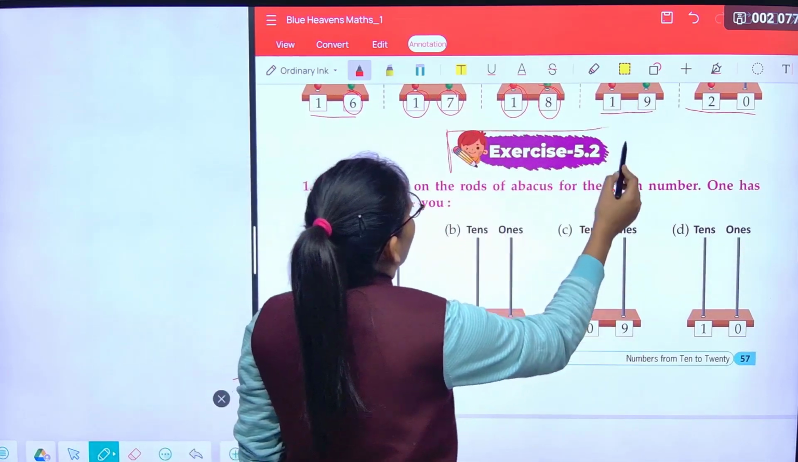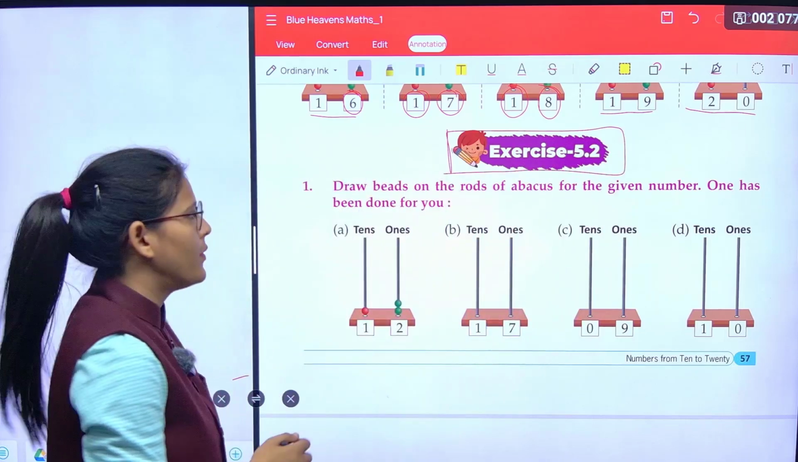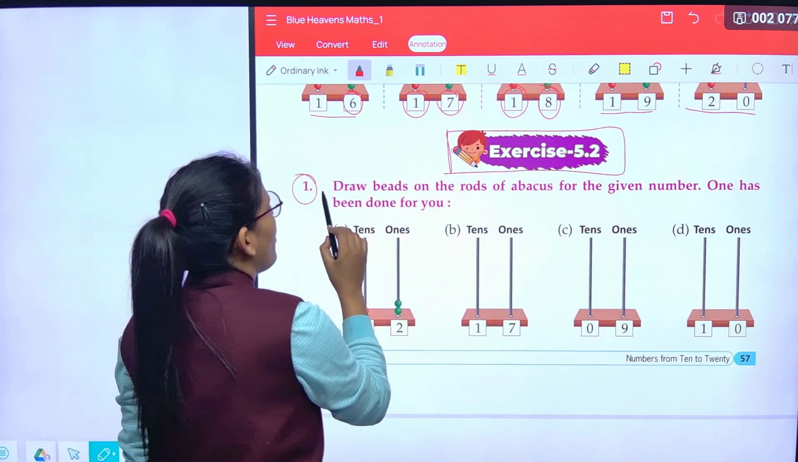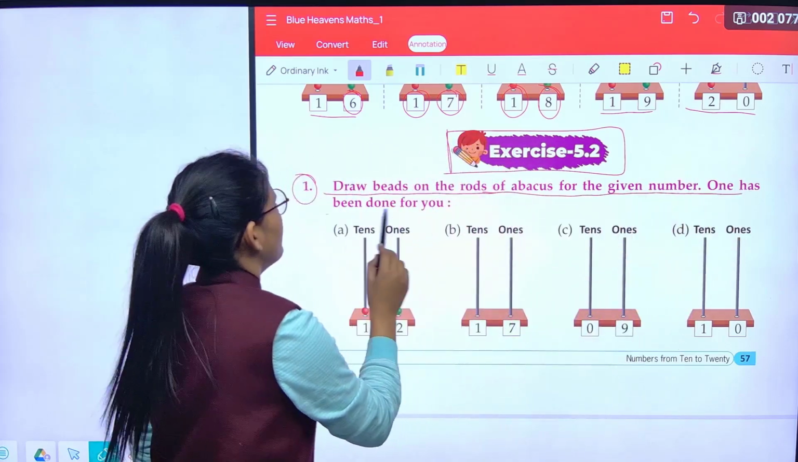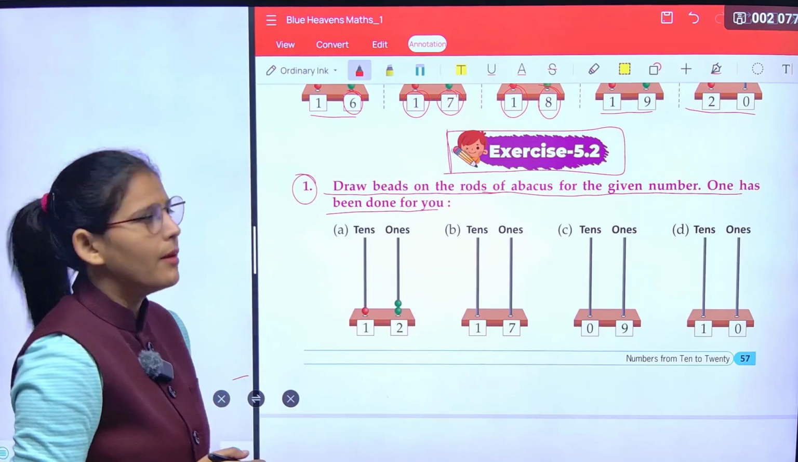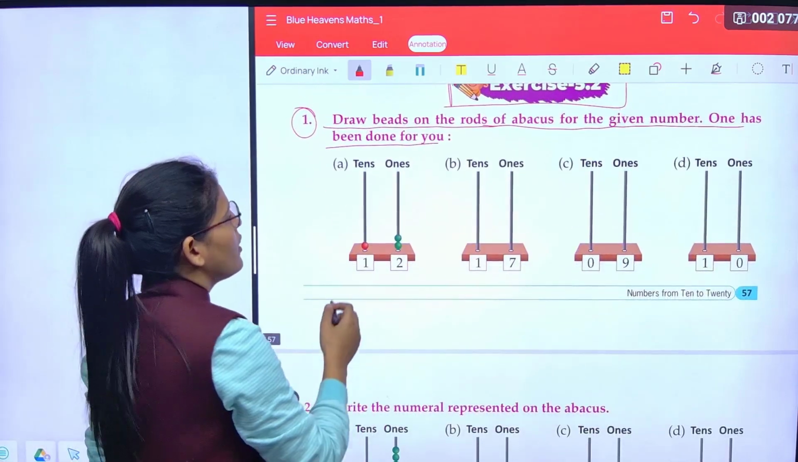Now class, come on exercise 5.2. Question number 1. Draw beads on the rod of the abacus for the given number. One has been done for you. Class, we have to draw the beads on the rod of the abacus.